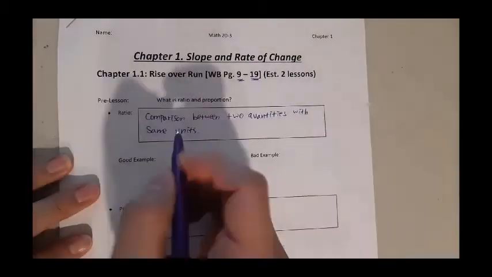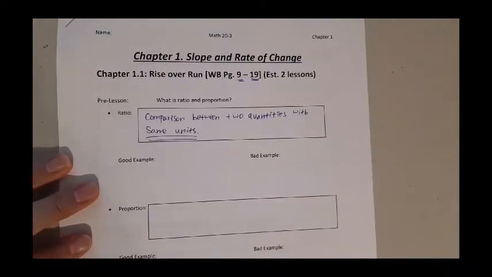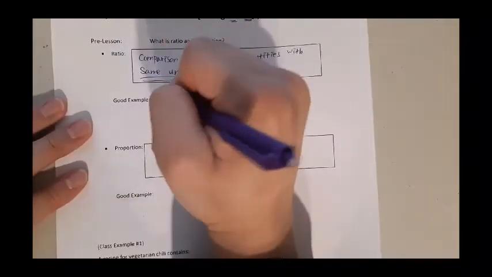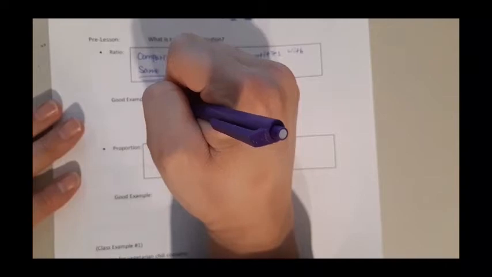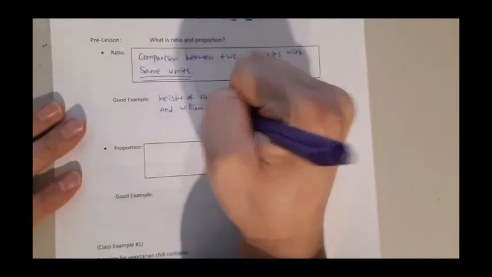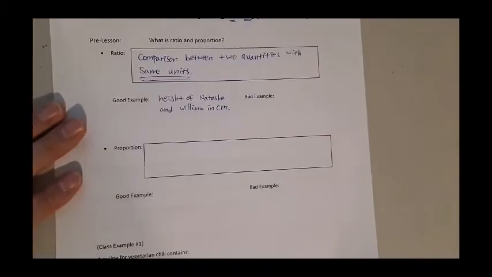However, one thing that you need to understand is this part. We basically compare the same units. For instance, a good example is the height of Natasha and William in centimeters. Because when it comes to height in Canada, we use the metric system. Centimeter is basically what we use. We can use the imperial system too, then in that case, the height of Natasha and William in feet.